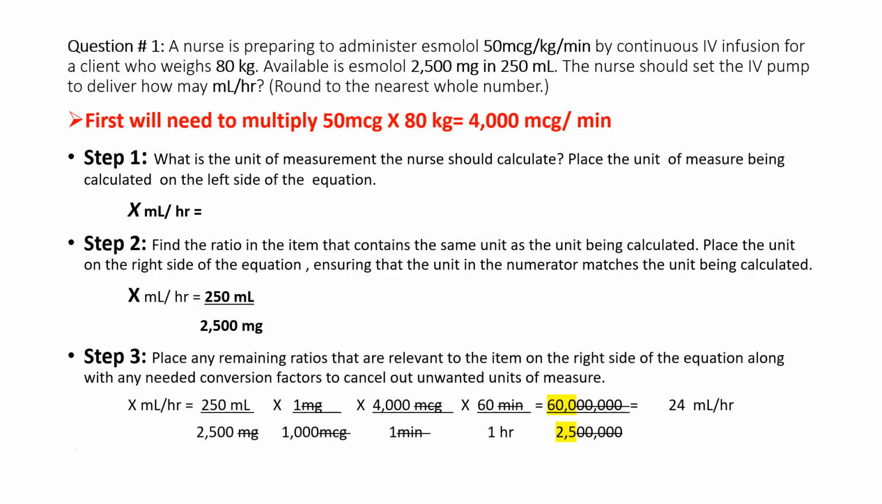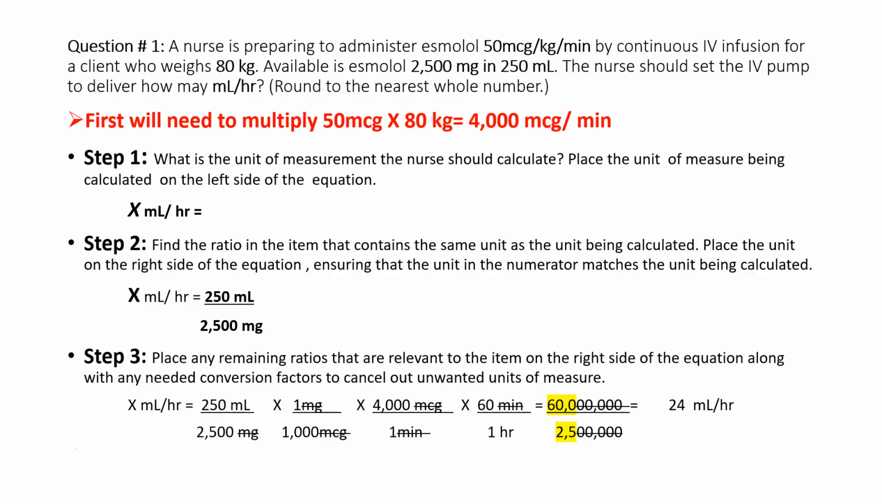So then you're going to move on to the 60 minutes per hour. So you want to cancel out the units until you're only left with the mL and the hour. And you can see where I crossed it off here. So now that I set up my chain, now I can actually cross things off. Now I can actually eliminate the units.